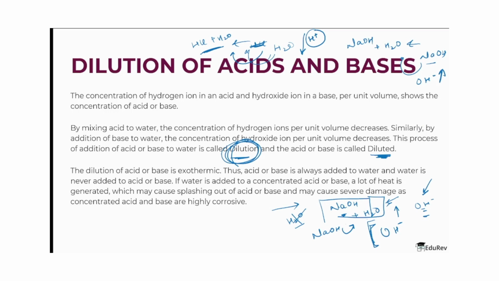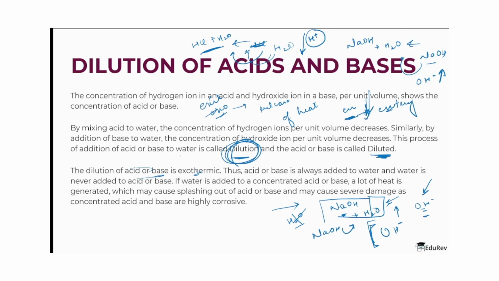Now it's saying that the dilution of acid or base is exothermic. Exothermic means release of heat. And what is endothermic? Entry of heat. Just remember, exo means exit. So exothermic means release of heat, that there is exit of heat. Whereas whenever I say endothermic, endo means entry. So that means we require heat for the reaction to happen.